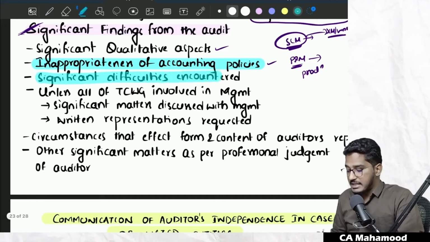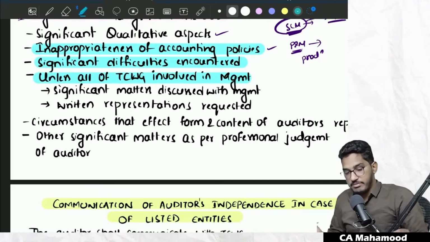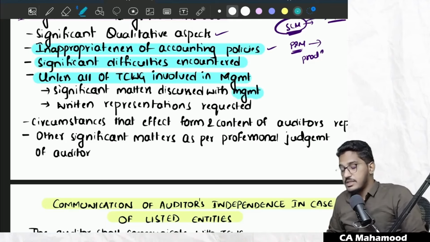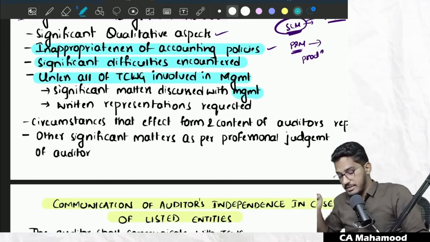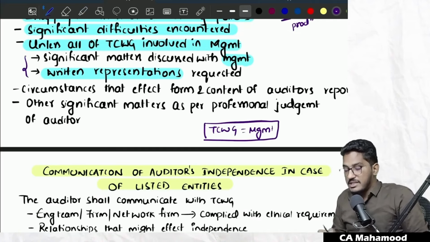Similarly, if you faced any significant difficulties during the course of the audit, if certain areas are troubling for you, those matters also you can communicate with those charged with governance. And unless all of those charged with governance are involved in the management, that means if management and those charged with governance are different parties, then whatever matters you have discussed with the management, you discuss once again with those charged with governance, and whatever written representations you have requested from the management, communicate to those charged with governance once again. However, as I have told, in most organizations, those charged with governance and management, both roles will be played by the same persons. So if those charged with governance and management are the same, then you need not communicate these matters once again.